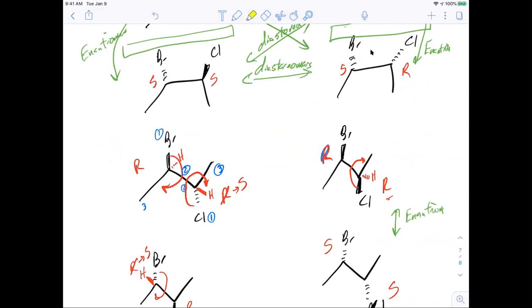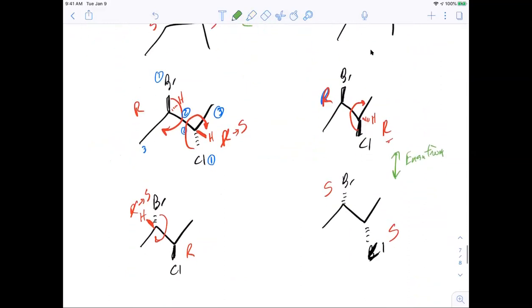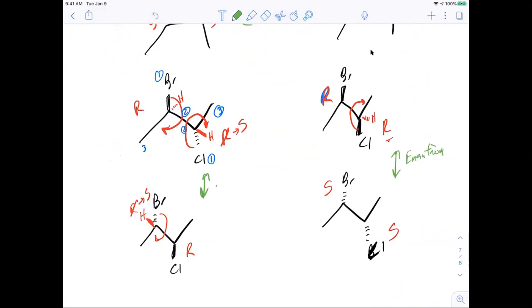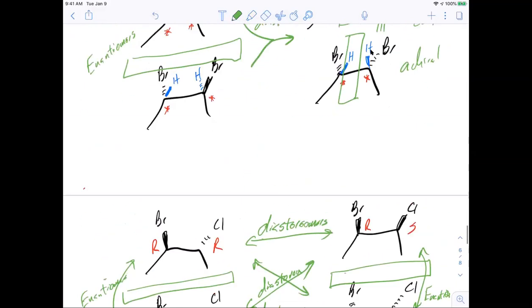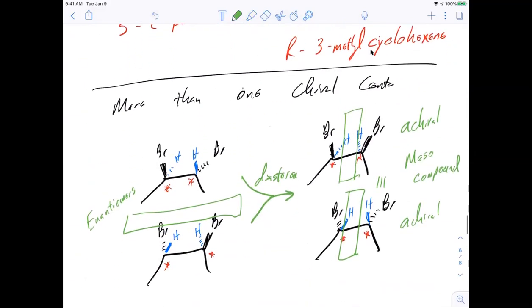Okay, so if we continue, look, these two change, so those are enantiomers, right? And then all of these versions are diastereomers. And one last thought while we're here, what happens if we have the bromines?